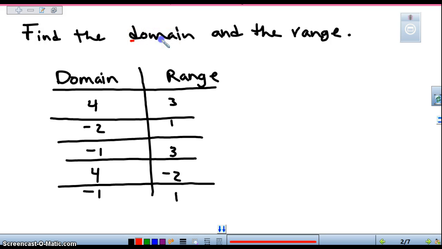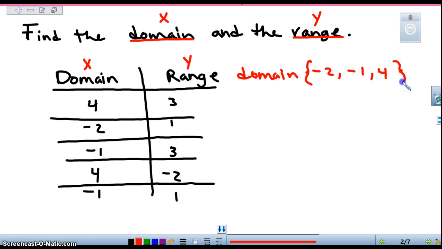If we have to find the domain and the range of the data in the table, domain represents the x, range represents the y. So that means the domain is all the numbers in the x. In this case, we would write -2, -1, and 4 as the domain. We've got the 4 repeating and the -1 repeating. Notice that when I list the domain, I only write them once.